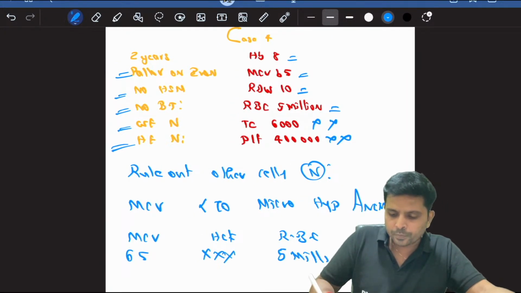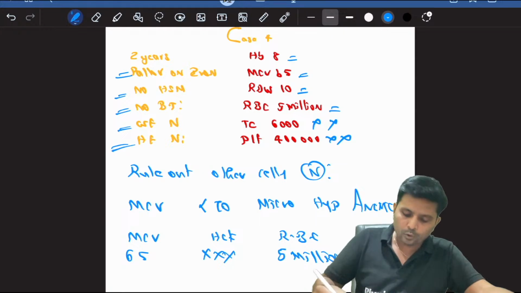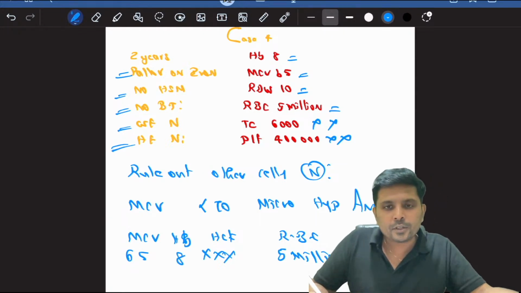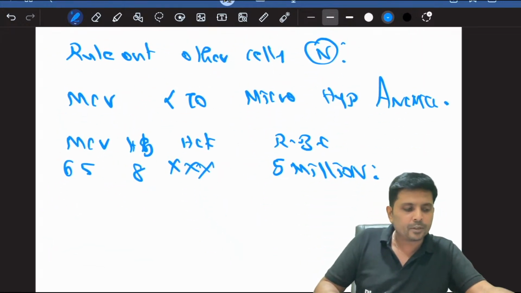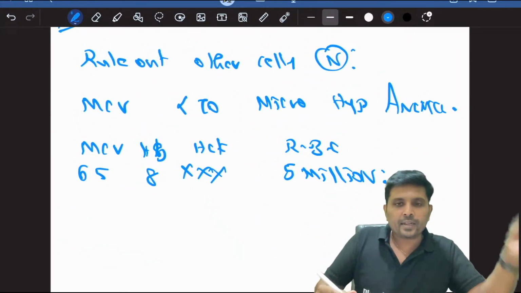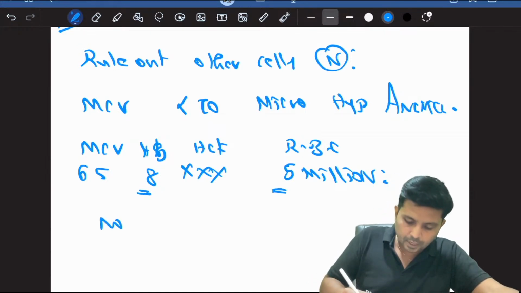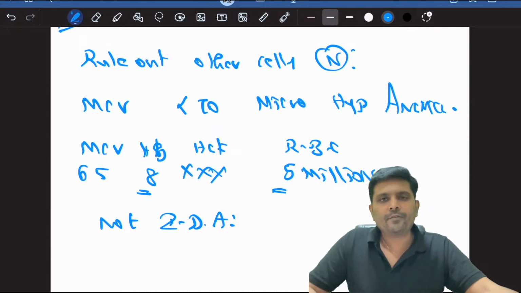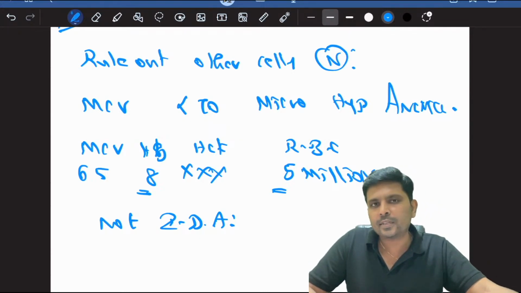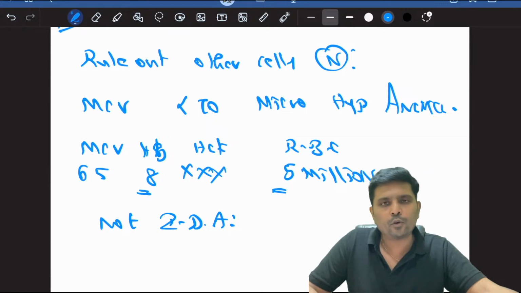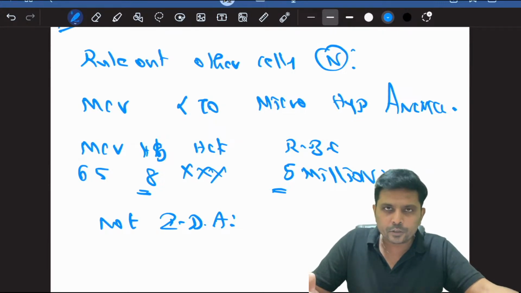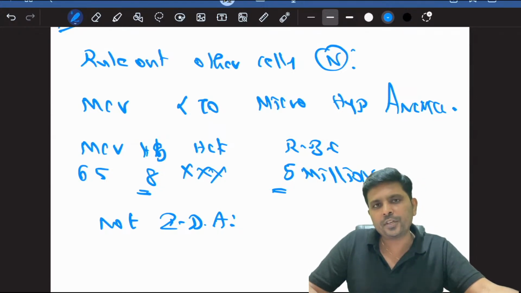Look at this. When you have a hemoglobin of 8, your RBC number should also be reduced. When there is a disparity between hemoglobin and RBC number, it is not iron deficiency anemia. I repeat, iron deficiency anemia means proportionate decrease in RBC and proportionate decrease in hemoglobin. When hemoglobin is reduced but there is no reduction of RBC number, it is not iron deficiency anemia.